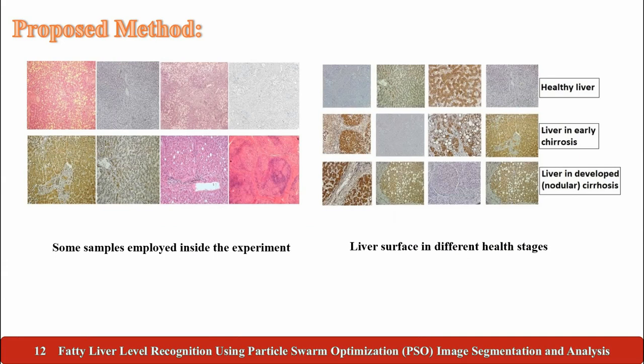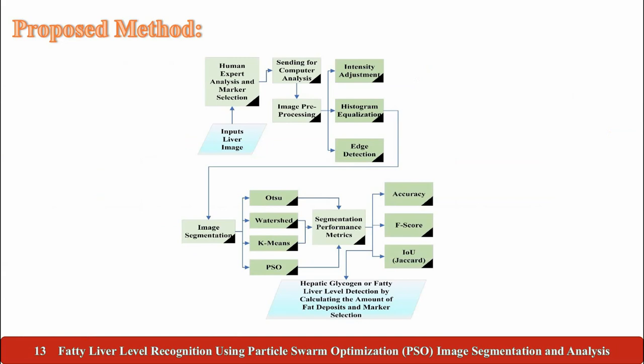Here on the left we can see some samples employed inside the experiment, and on the right we can see in each row different blood samples of the liver in different stages: healthy liver, liver in early cirrhosis, and in developed cirrhosis. Here we can see the flowchart of the proposed method. It starts by inputting data, analyzing by human expert, sending for calculation, pre-processing, then segmentation by 4 techniques, and finally it's going to be evaluated, and fat deposit or fatty liver level will be determined.